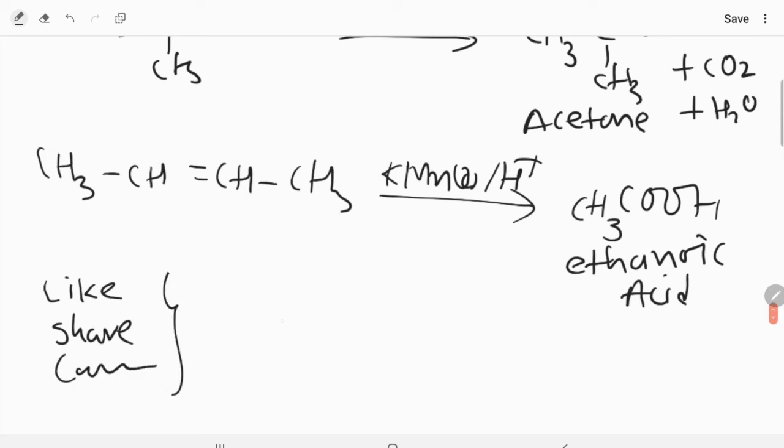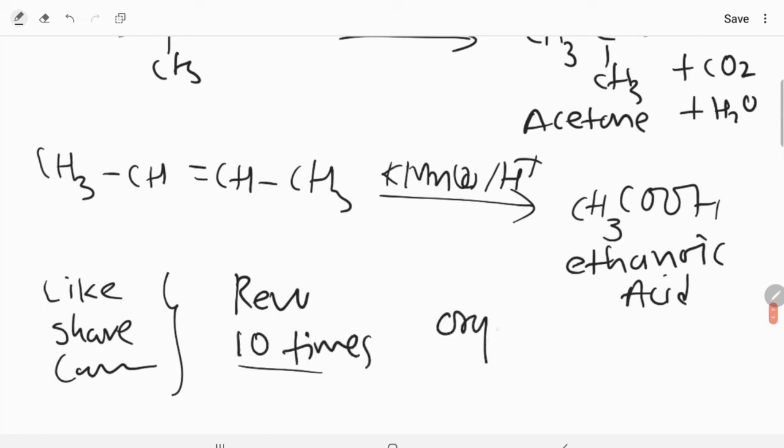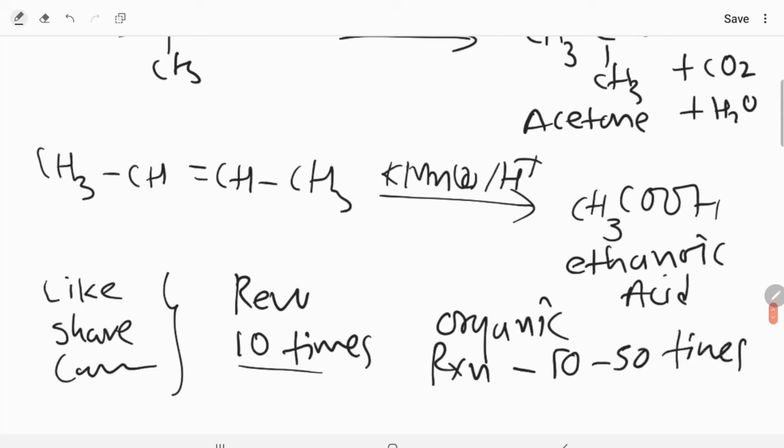One more thing, please revise all the concepts at least 10 times. You have to write all the organic reactions at least 10 to 15 times. Then and only then will all these concepts be remembered.